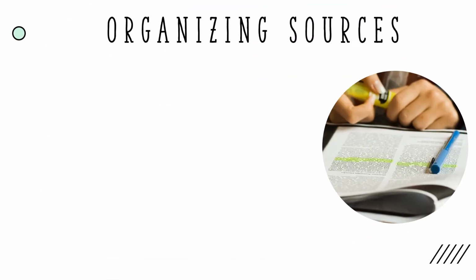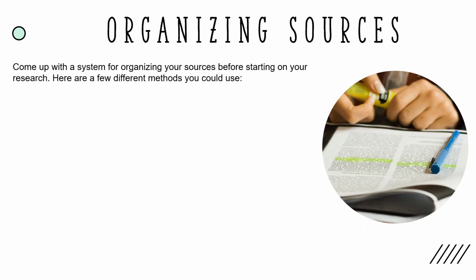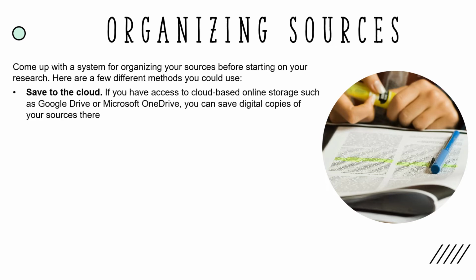To save yourself a lot of trouble and time, you should come up with a system for organizing your sources before starting on your research. Here are a few different methods you could use. First, if you have access to cloud-based online storage, such as Google Drive or Microsoft OneDrive, you can save digital copies of your sources there.